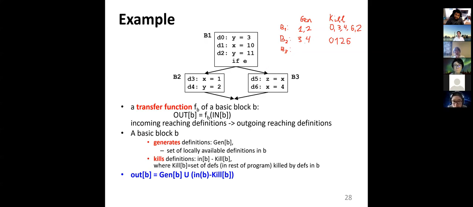So someone asked why 3 and 4 are not killed in basic block 2. They don't kill themselves, and there is no other definition of X and Y to kill them in basic block 2. So if there would be another statement here, say X equals 10, then D3 would be in the kill set.